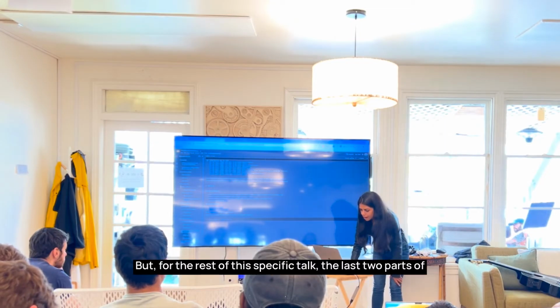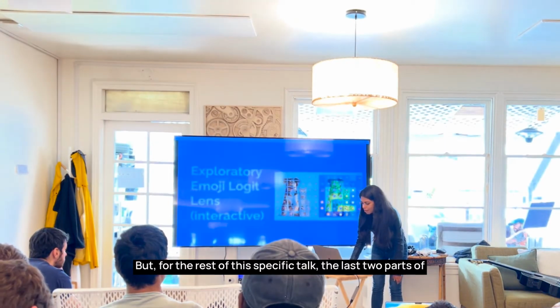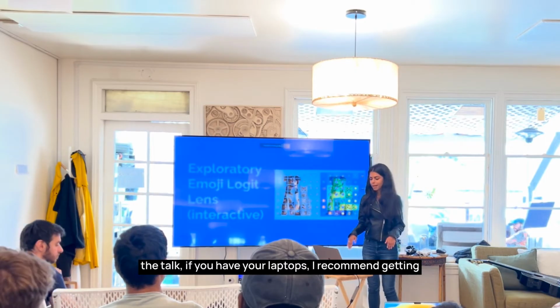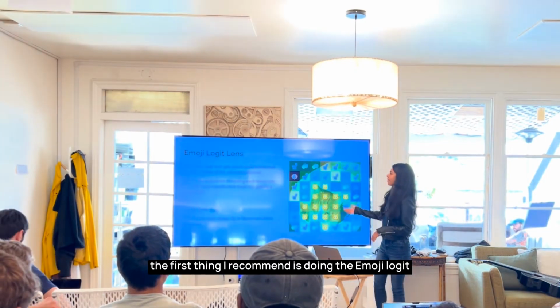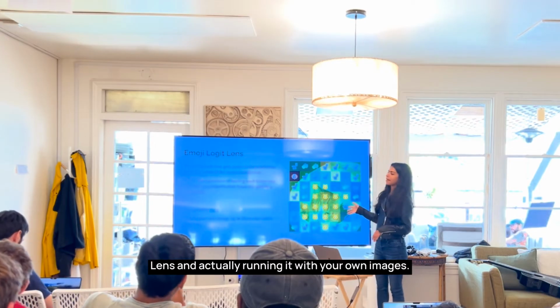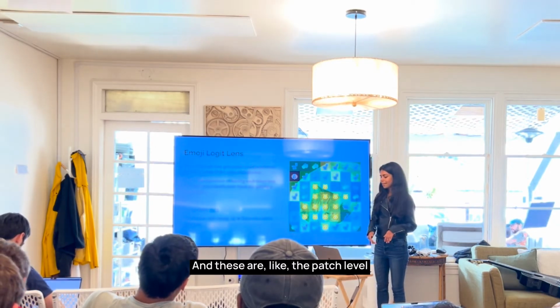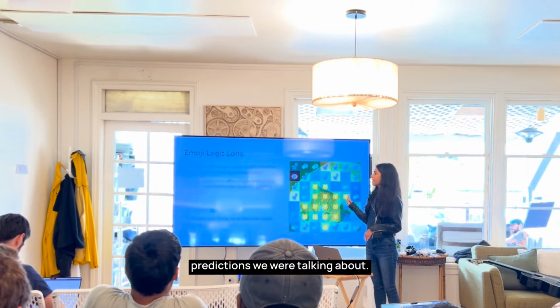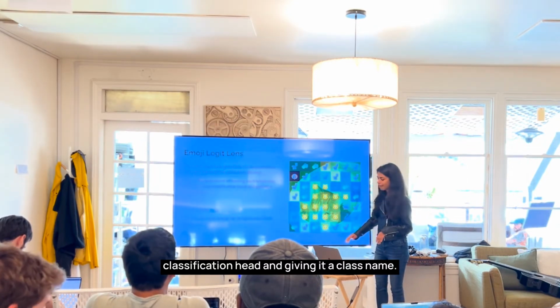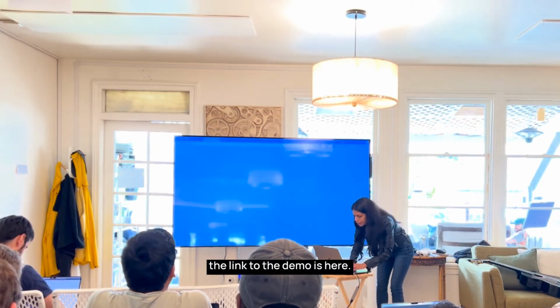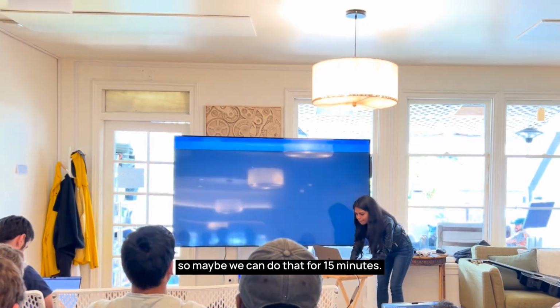For the rest of this talk, the last two parts, if you have your laptops, I recommend getting them out and actually writing some of this code. The first thing I recommend is doing the emoji logic lens and writing it with your own images. These are the patch-level predictions we're talking about. It's the code feeding each patch into the classification head and giving it a class. The link to the demo is here. Maybe we can do that for 15 minutes.